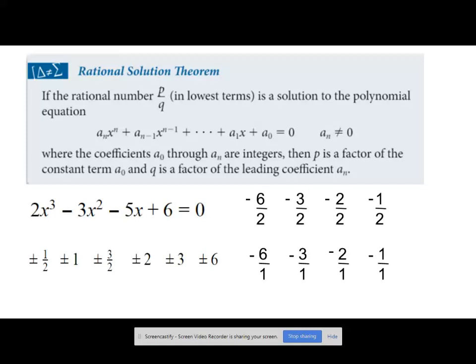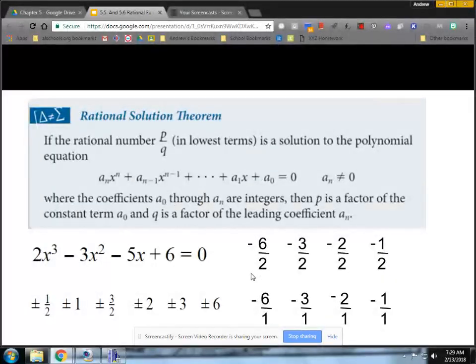We're going to have to do some guess and check. There's no way around it. You're going to have to do some guess and check. And the one saving grace that we have is if we want to know if one of these is a potential solution, that means that when we plug that number back into the equation, we should get 0.